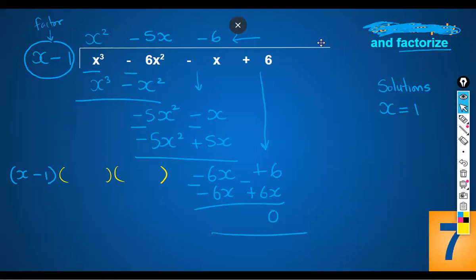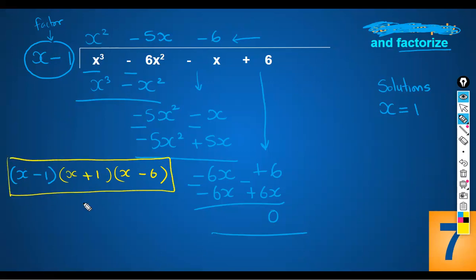Factorize it. Well, when you take this quadratic and you factorize it, you'll get x here, positive 1 and minus 6. This is the end of the question. They didn't ask you to solve it. This is the final thing you write for your answer when they ask you to factorize it.